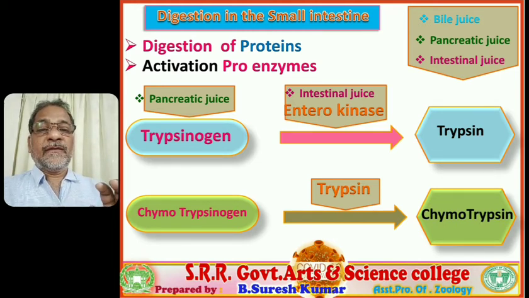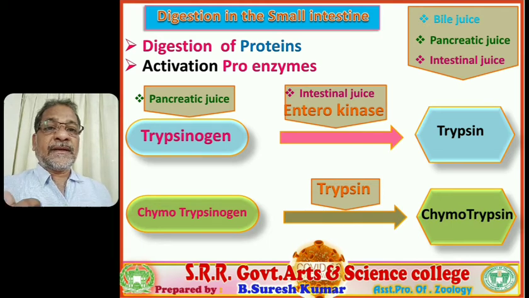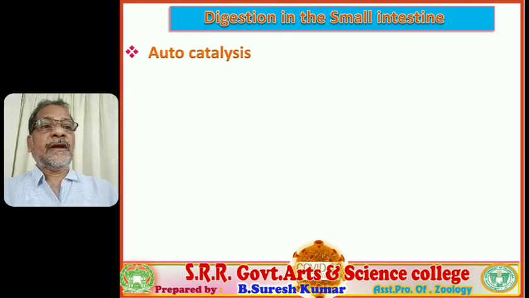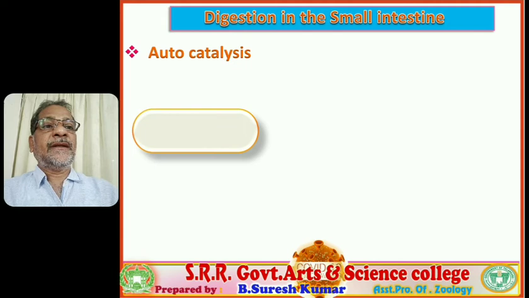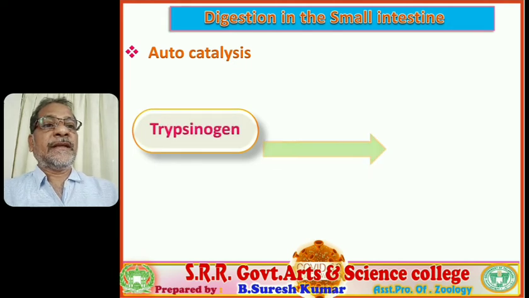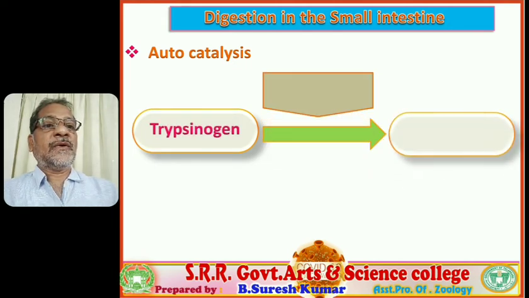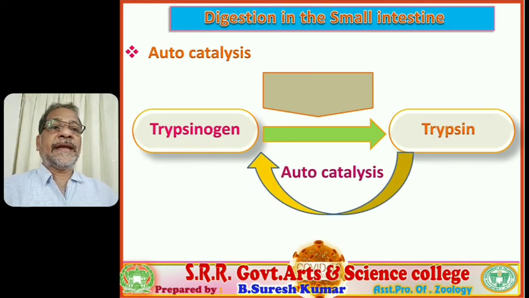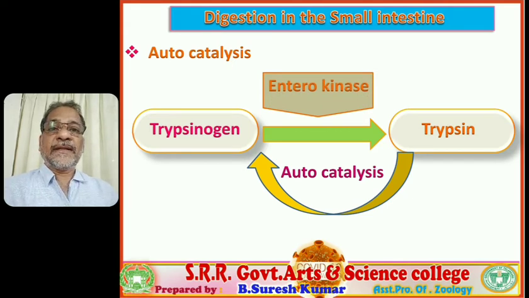In the same manner, whatever autocatalysis process occurs in the stomach, the same autocatalysis event also occurs in the small intestine. Let's observe autocatalysis in the small intestine. The active form of trypsin itself again acts on trypsinogen and converts it into active trypsin. Follow? So this is autocatalysis. The same phenomenon occurs in the stomach as well as in the small intestine.